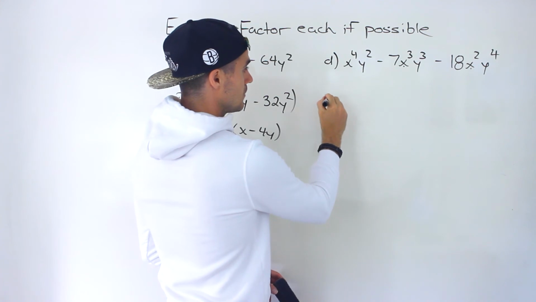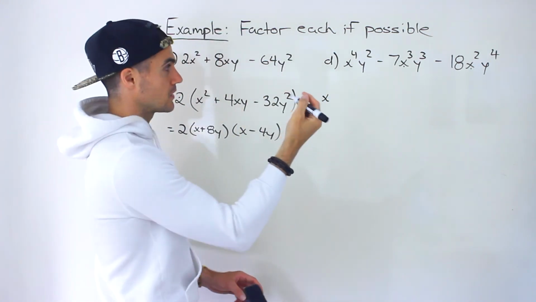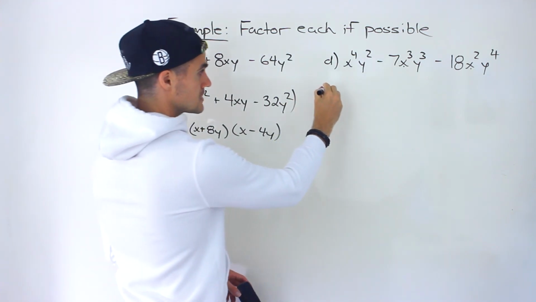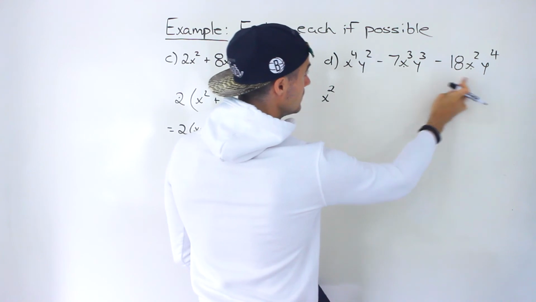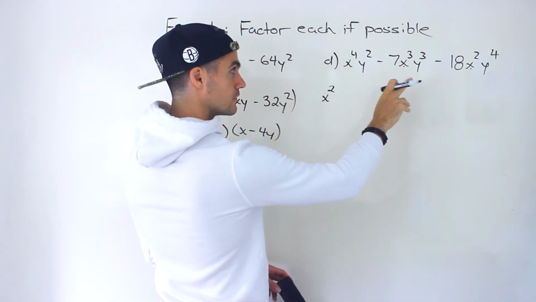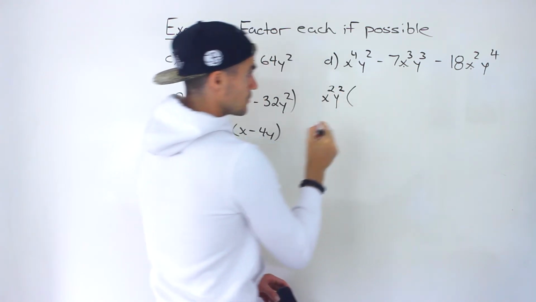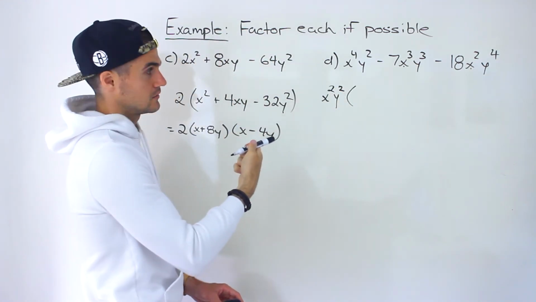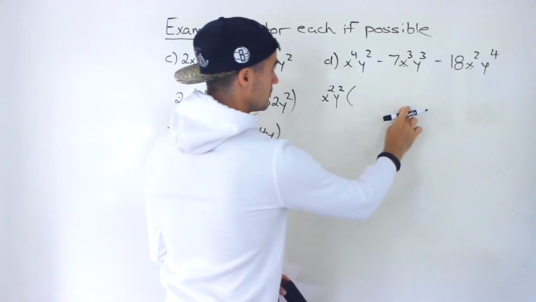So what can we take out? We could take out the x with the lowest exponent. So 4, 3, 2, we could take out an x squared. And then notice there's also a y. Which of those has the lowest exponent? It's the 2 as well. So we could take out an x squared y squared in this case initially to simplify everything. And so what would we be left with?